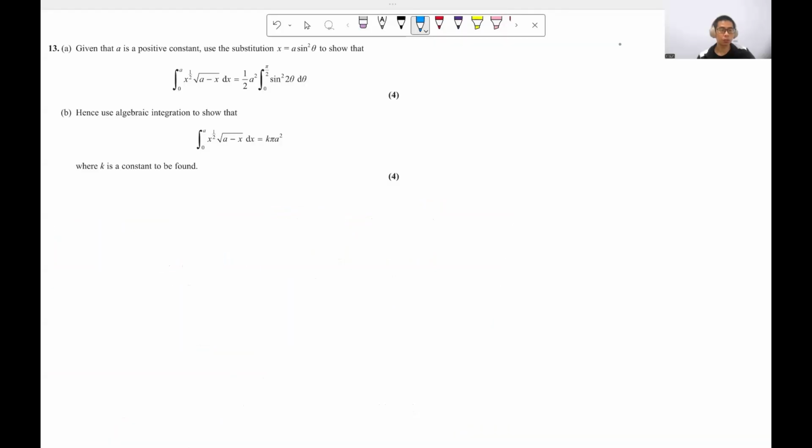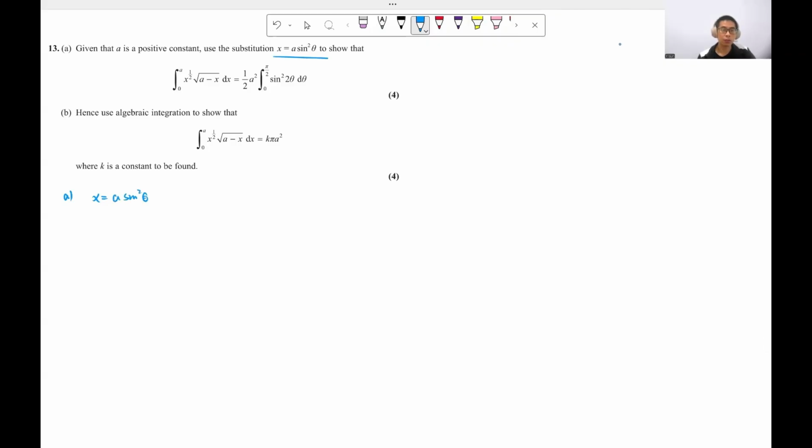Let's have a look at question 13. So this is an integration by substitution question, and they already gave us the substitution. So let's start this. x is equal to a sin²θ.